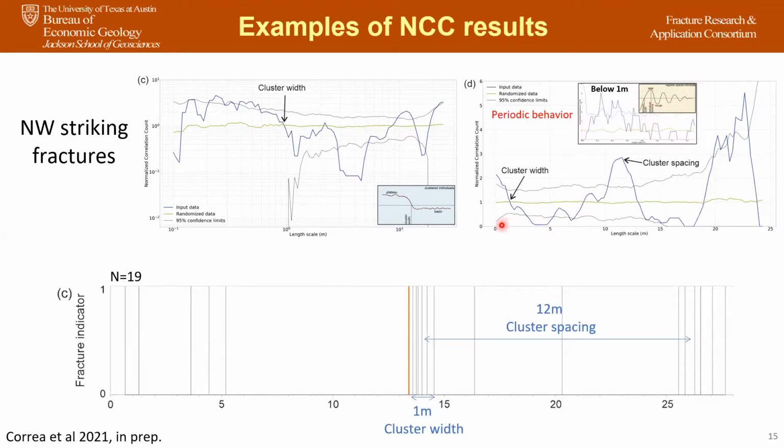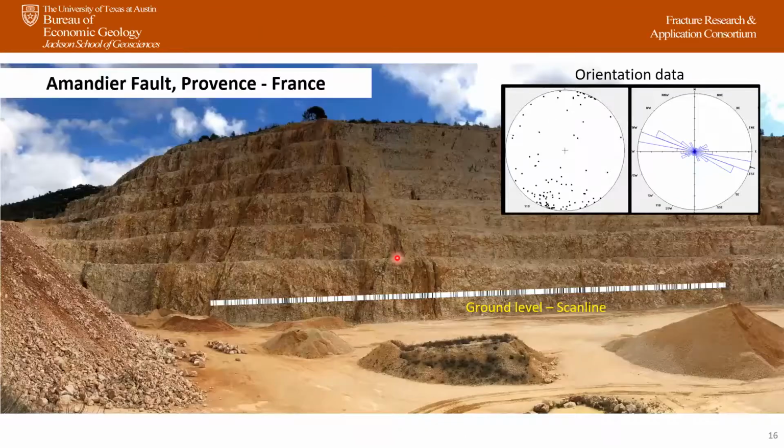And if you zoom out and look at longer length scales, you see that this pattern also has a peak here at about 12 meters. And that will show you, in summary, that you have clusters that are 1 meter wide. The internal organization of these clusters has these regularly spaced fractures, but the clusters are 12 meters apart. So that's basically the resulting analysis, which gives you a lot of quantitative information from your scan line.